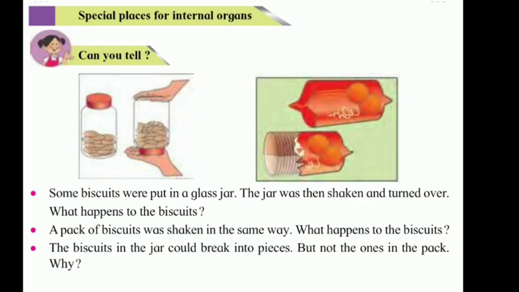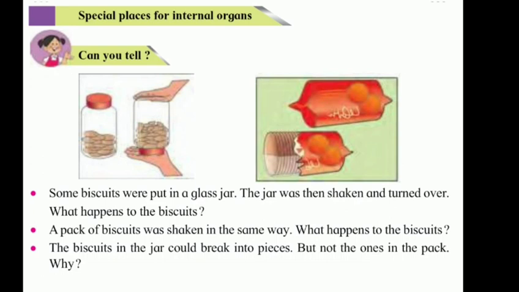What happens to the biscuits? Biscuits in the closed pack will not break even when shaken. The biscuits in the jar could break into pieces, but not the ones in the pack. Why? See, because the biscuits in the pack do not move from their place. They are tightly fixed in the packing. Therefore, the biscuits in the pack do not break. But biscuits in the jar are loosely kept anyhow in the jar. This makes them move here and there in the jar, resulting in breaking.